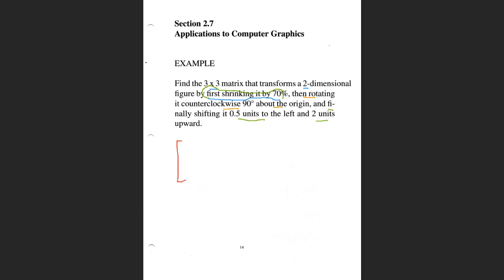If you wanted to shrink coordinates by 70% using homogeneous coordinates, now we're talking about homogeneous coordinates. Hold on, something's going crazy here with my pen. Let's do this again. I'm going to focus on shrinking by 70%. So X, Y, and 1.